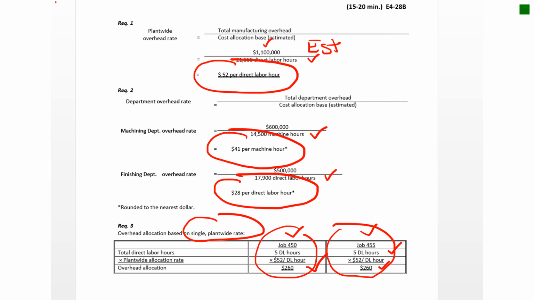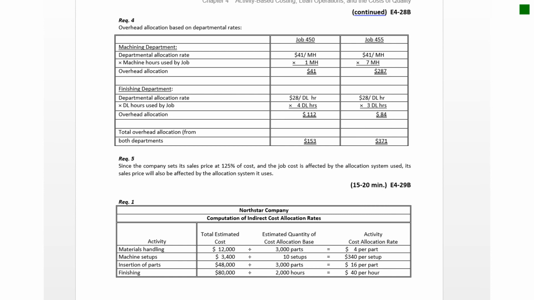So then in the next slide, we're going to walk you through how you use the departmental rates and how the overhead allocation changes and how it's going to be actually more accurate because you're tying a cause and effect into the problem. So again, part 4 is your departmental rates. Again, job 450, 455. So for machining, it was 1 machine hour times the rate of $41 is $41. That was for job 450. For finishing, it was 4 direct labor hours times $28 per hour. That's 112. You add those together, you get 153.